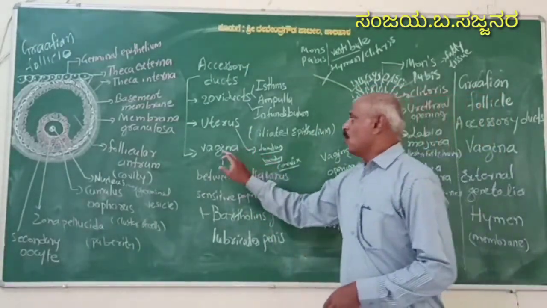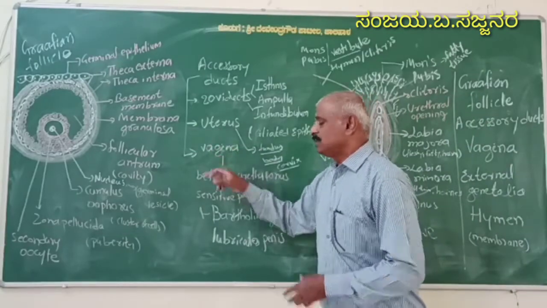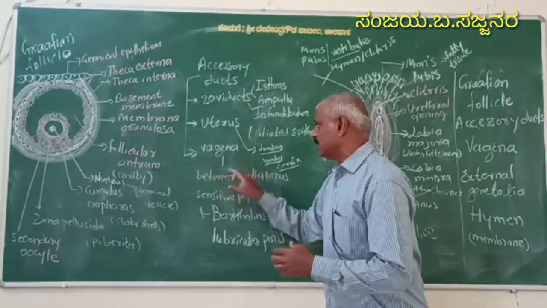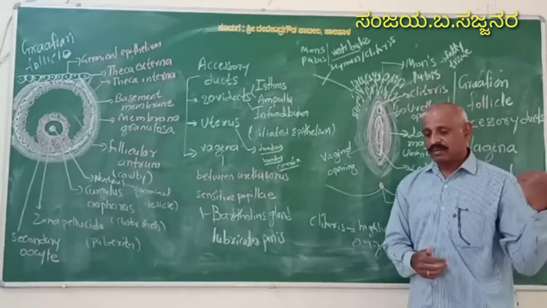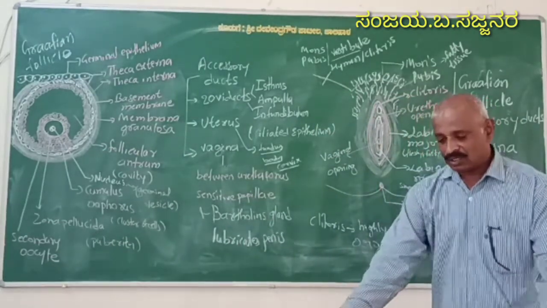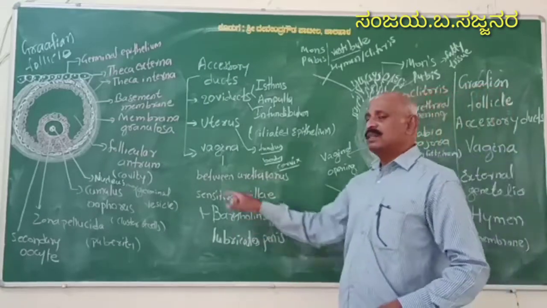The opening of the uterus after the cervix is called the vagina. It is an external one. The third duct, the opening, is called the vagina.